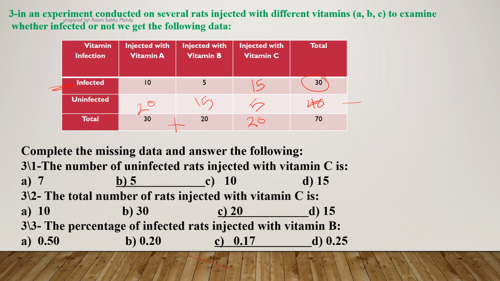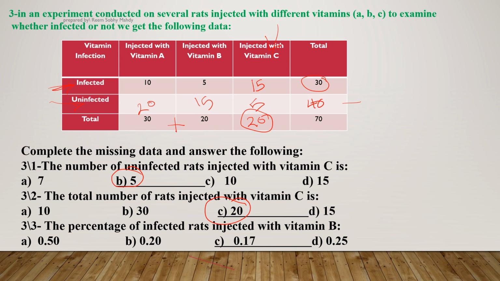Question 1. The number of uninfected rats and injected with vitamin C is, so this is uninfected rats and this is vitamin C, so the intersection between the uninfected rats and injected with vitamin C equals 5, and the correct answer is B. Question 2. The total number of rats injected with vitamin C, all the rats who are injected with vitamin C, so we would take the total frequencies for the column of vitamin C, which is 20. So the correct answer is C.